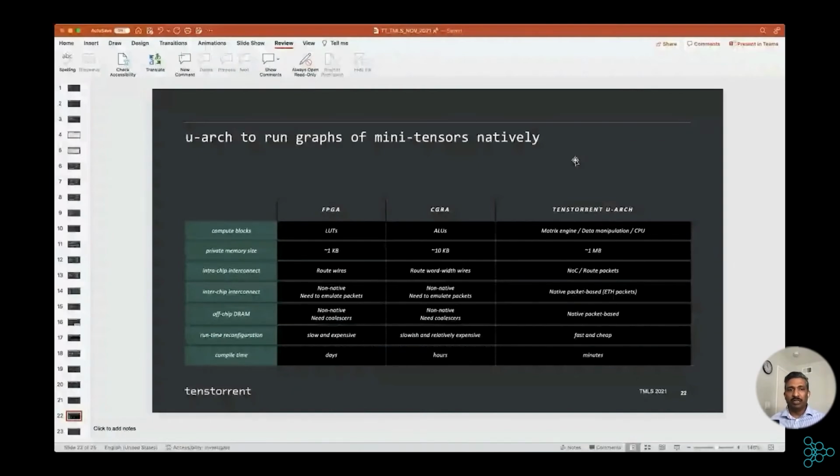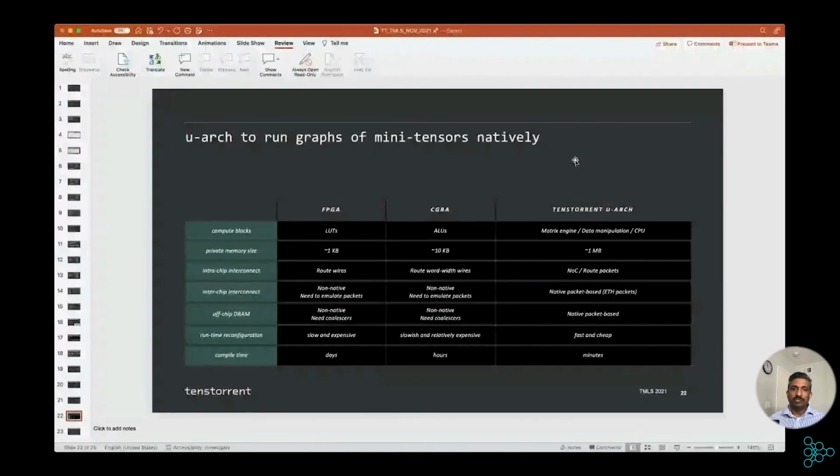CGRAs have more memory compared to FPGAs, but again, the interconnect fabrics and the DRAM traffic management are similar to FPGA. But if you look at the Tenstorrent microarchitecture, the compute blocks we have developed are really beyond a matrix engine. It can do manipulation of data. Each of our Tensix cores has a floating point unit for the arithmetic, and we have a sea of RISC cores to help with data manipulation as well as packet manipulation. We also have our own L1 cache as part of each Tensix core.